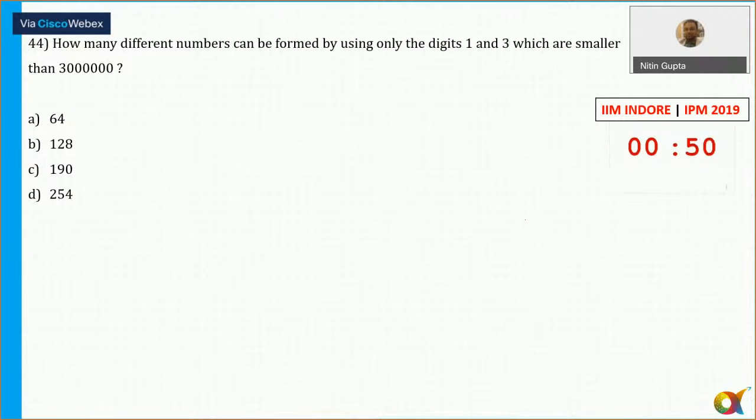$50 is remaining now. $24. Last 2 seconds. Jatin is saying option A. We'll check that.